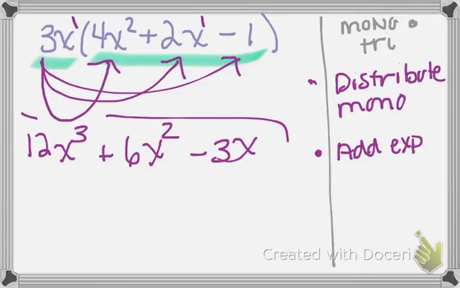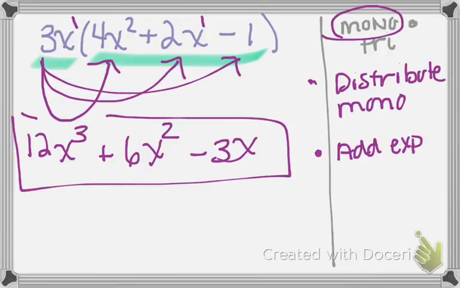And that's it. For a monomial times a trinomial, just distribute that monomial to all the terms in the trinomial, or polynomial, binomial, whatever it is. The important piece is that monomial. Whenever you're multiplying a polynomial times a monomial, just distribute it. It's easiest that way, in my opinion.